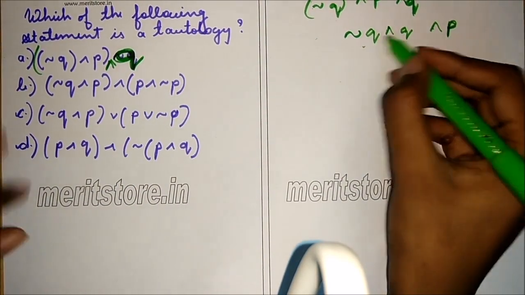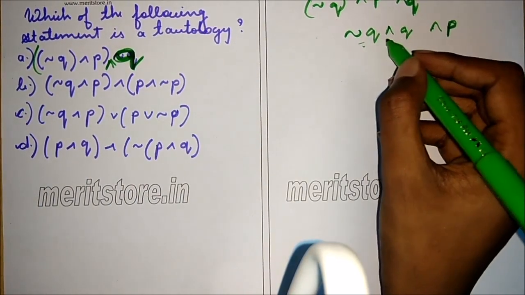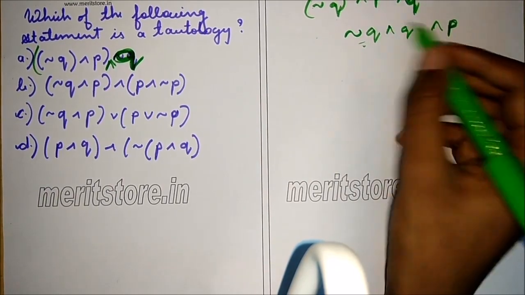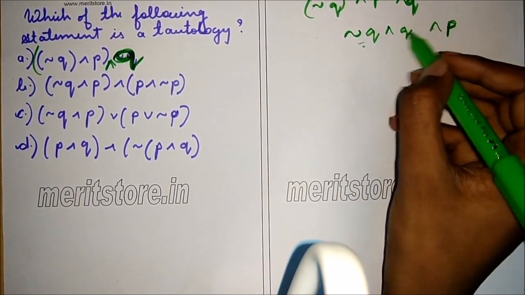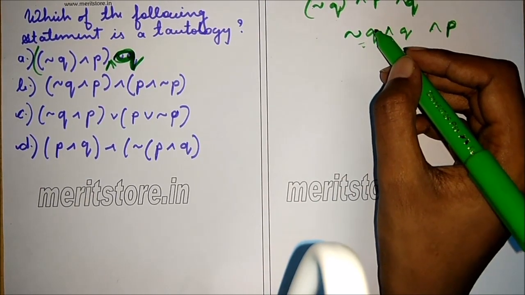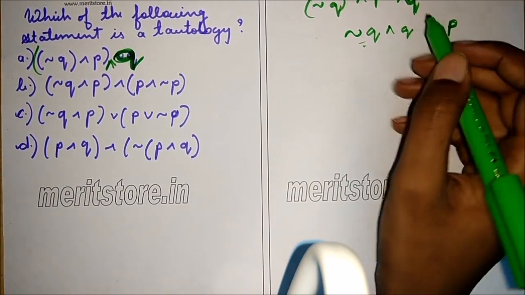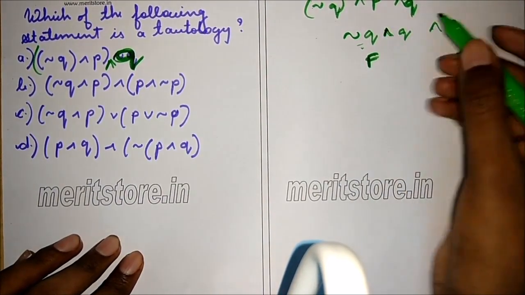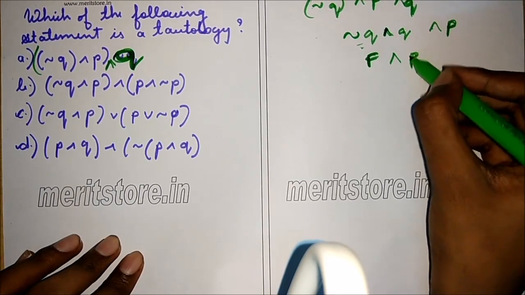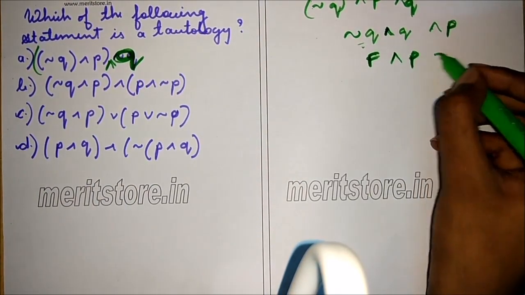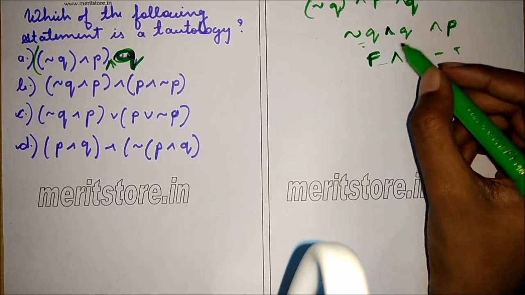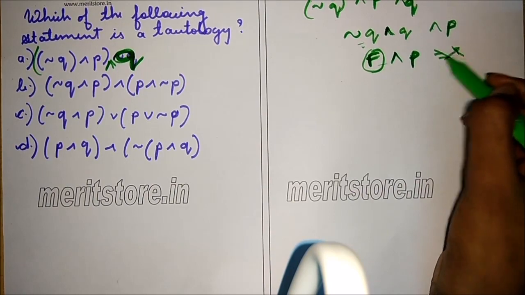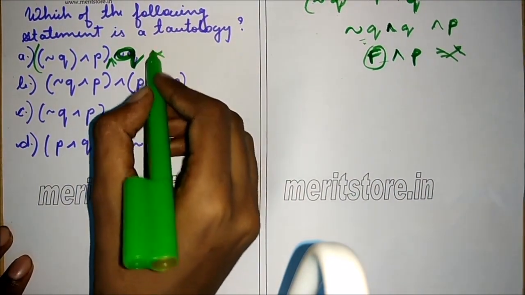For an and statement, both the statements should be true. Then only it will be true. Otherwise it is false. So first of all, it cannot be true since these are inverses of each other. So if one is true, the other is false, and if the other is true, Q is false. So this is always false for and. So this will be F and P. For an and condition to be true, both the statements should be true. But here it is clearly F, so it can never be true. So this is not a tautology. So option A is cancelled.